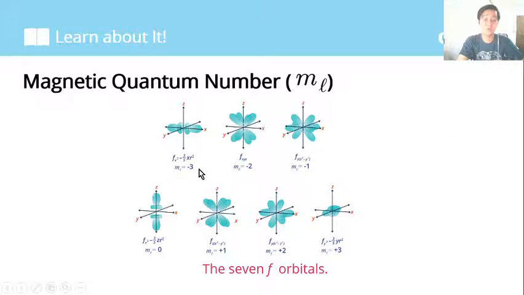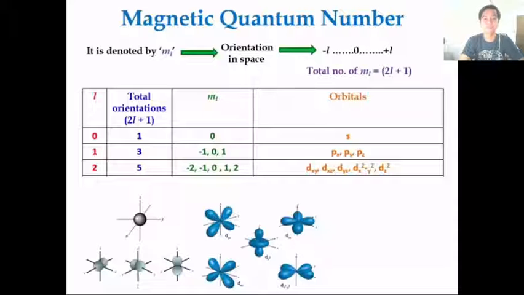Well, for F, we know that the value of L for F is 3. So what would be the m sub L? From -L to +L. The allowed values there would be -3, -2, -1, 0, which is always included, +1, +2, and +3. If you count, this is one orbital, 2, 3, 4, 5, 6, 7. So there are 7 orbitals under F sublevel.